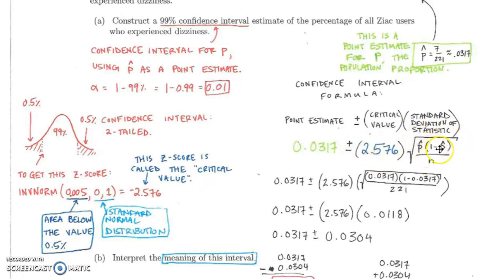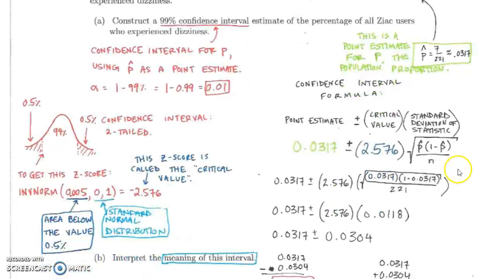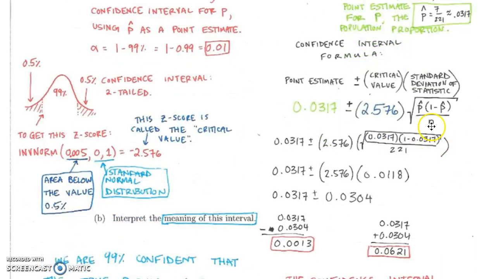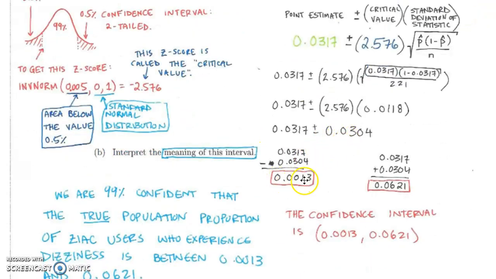We're using this p hat and 1 minus p hat because we're not given a population proportion. We're given the sample proportion. If we got the population proportion, we'd be able to use it. You're going to see that later. So the calculation just gives us 0.0013 and 0.0621. This is the confidence interval. I added and subtracted this value from 0.0317 and I got the interval.